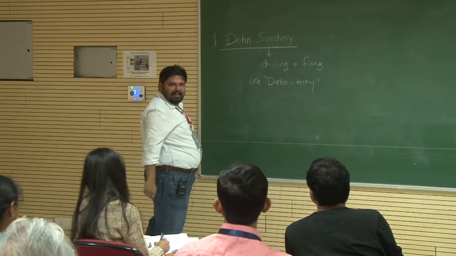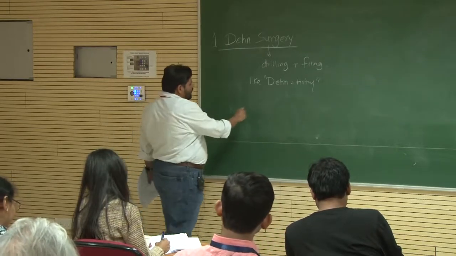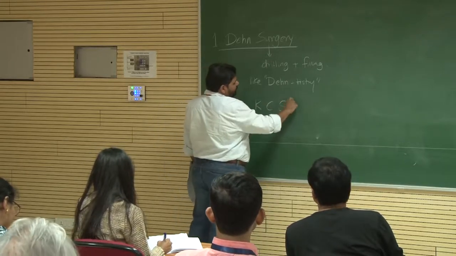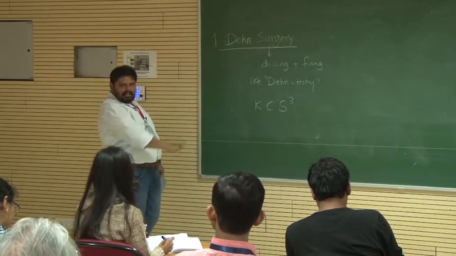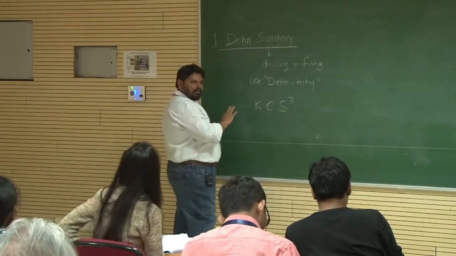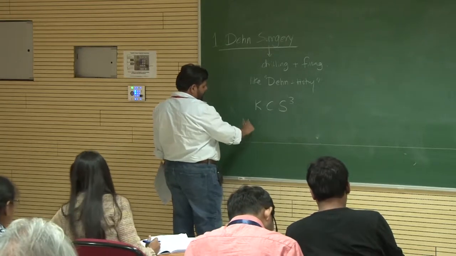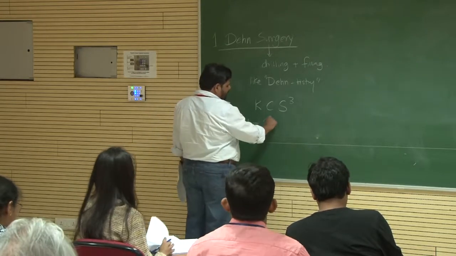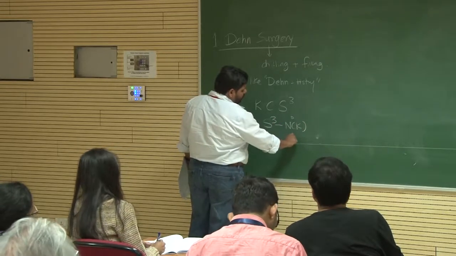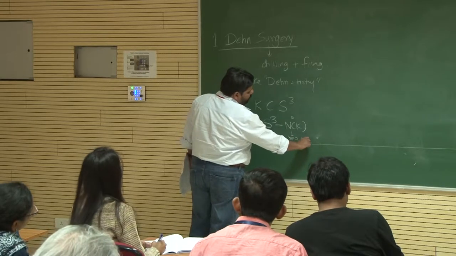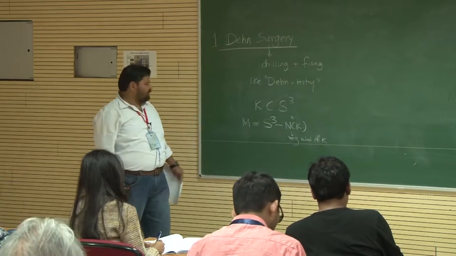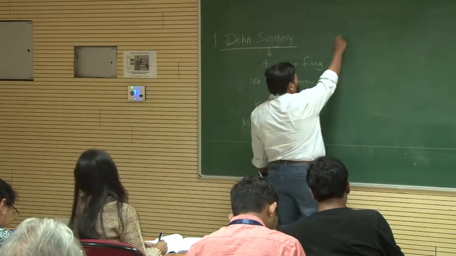So what are we drilling and filling? The idea is we drill out. So let's start with some knot in S3. This can be done in more generality with links and so on, but let me just simplify notation. So let's just look at a knot in S3, and this is a regular neighborhood of K, which looks like a solid torus, and we are removing the interior of it, so you have a manifold M with torus boundary.